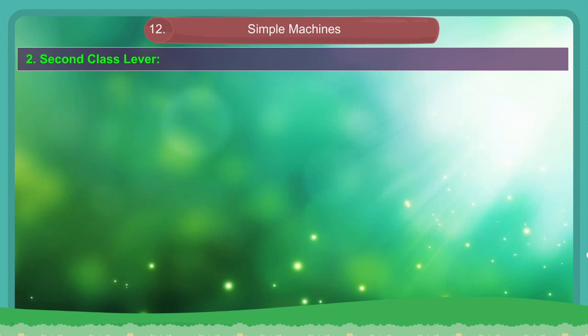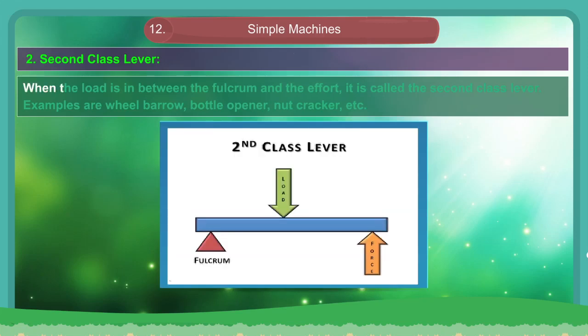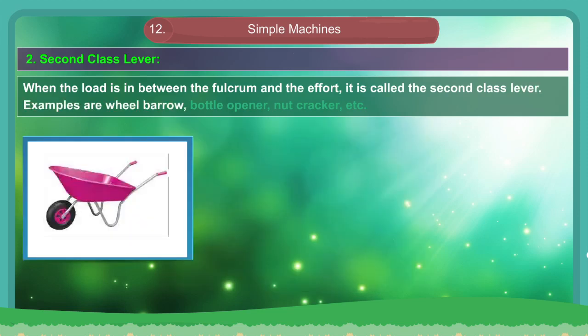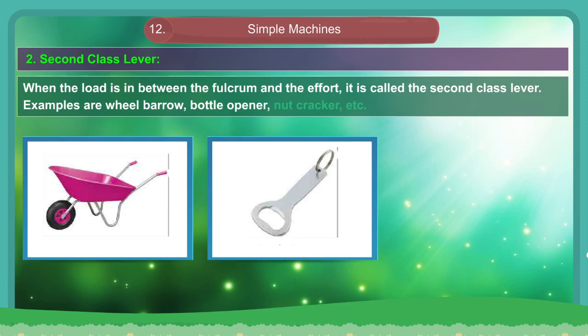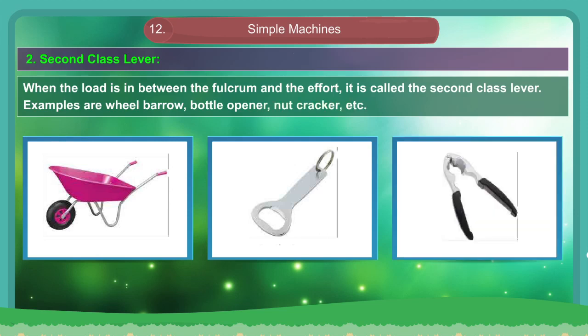2. Second class lever. When the load is in between the fulcrum and the effort, it is called the second class lever. Examples are wheelbarrow, bottle opener, nutcrackers, etc.